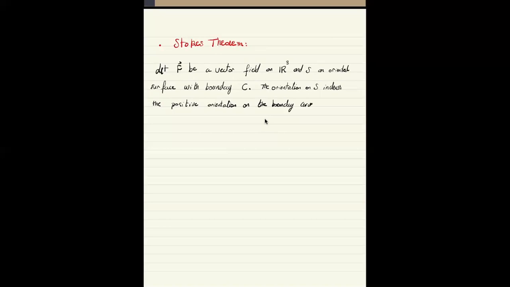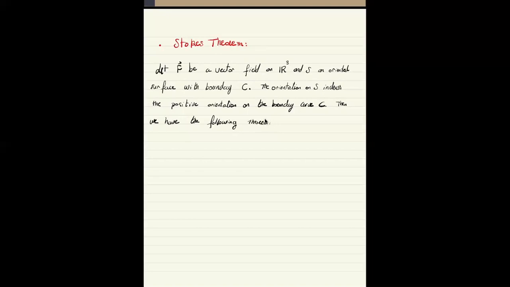curve C. So remember, a positive orientation on a curve is counterclockwise, right? When you see it on a plane. Then we have the following theorem. So concretely speaking, what does it mean here?